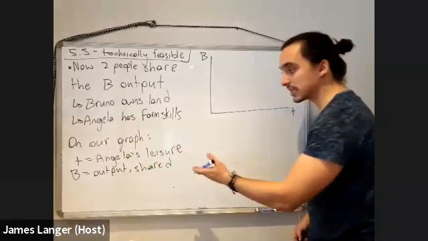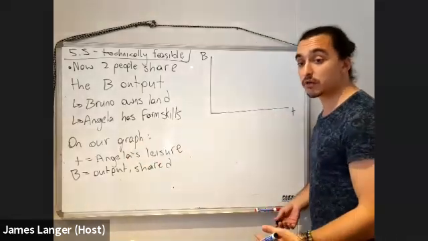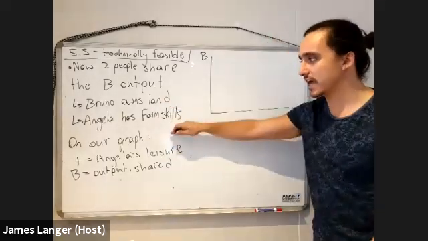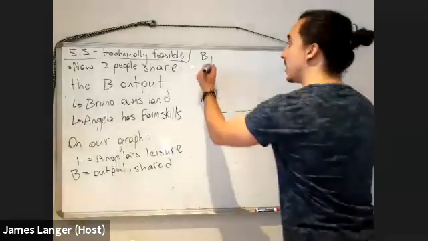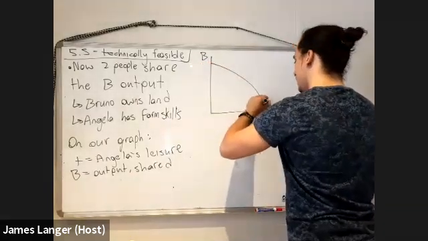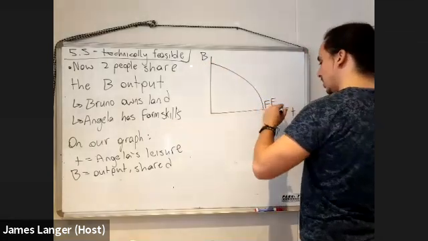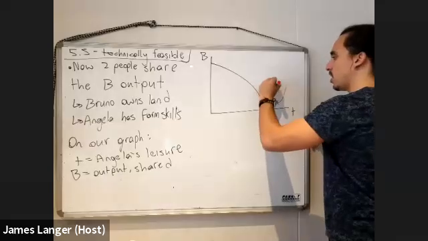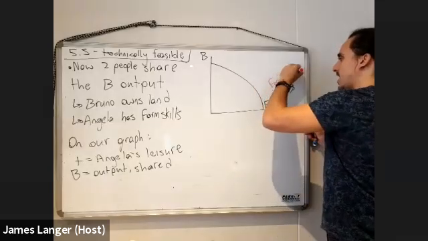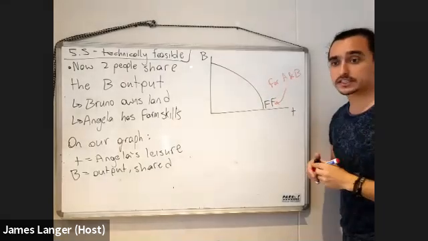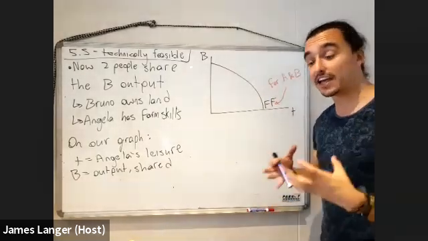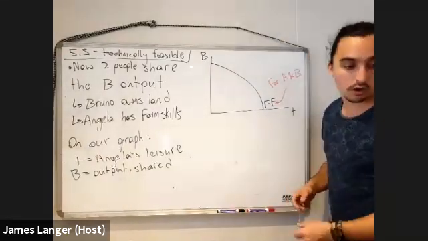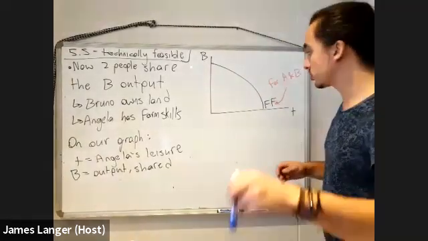So T is Angela's leisure, not both of their leisure. And B is the output that's going to be shared. Why do we know it's going to be shared? Bruno owns the land and has to work. Okay, cool. So now we still have a feasible frontier, and this feasible frontier is for both of them, for Angela and Bruno. It represents what they are going to share collectively.